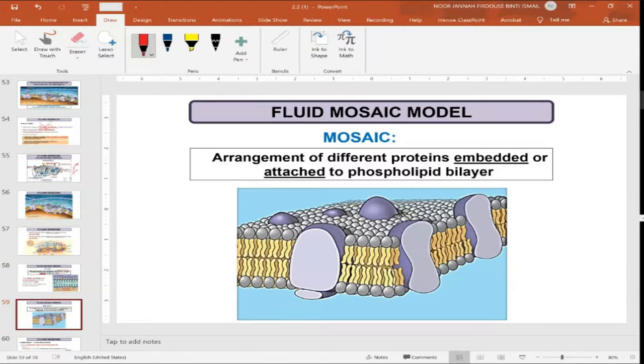And why mosaic? Kenapa mosaic pula? Tadi dah lipid, kenapa mosaic pula? So mosaic because of the arrangement of the protein. The proteins are embedded in the phospholipid and produce pattern. Ada satu corak. Corak macam mosaic yang terbenam dalam simen. So mosaic because arrangement of different proteins embedded or attached to the phospholipid bilayer. Jadi kalau kita tengok daripada atas, kita akan nampak corak lah. Ni protein embedded dalam, macam embedded dalam simen kan.